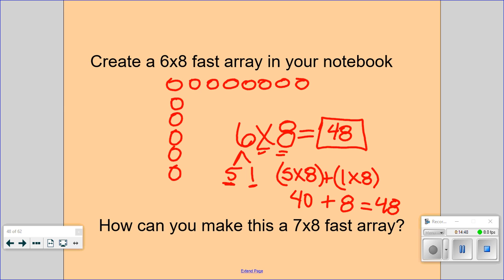Right. How can I make that into a 7 by 8? I want to know 7 by 8. What would I do? I just figured out 6 by 8. I just made a 6 by 8 fast array. How would I turn that into 7 by 8? Ethan? Put one more on the line down. Yes, I want better language though. Put one more circle on the one where it has 7 dots. Circle. I don't have 7 dots. I have 6. 7 circles. And I have 8. Yeah, 6 circles.